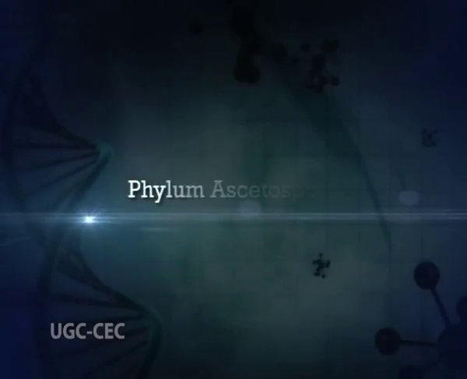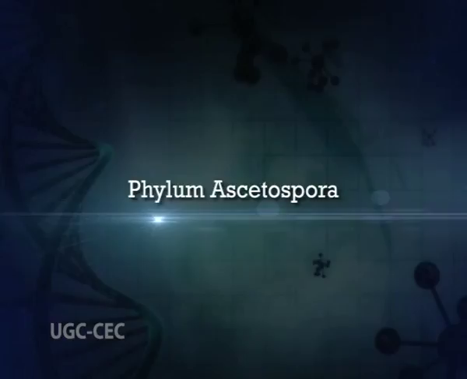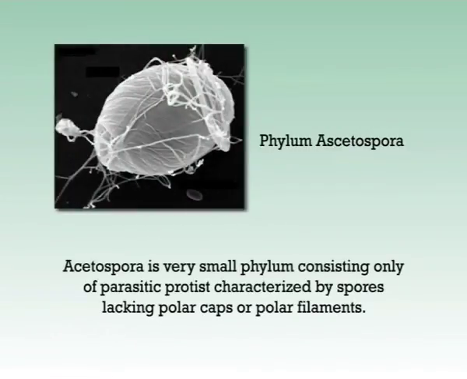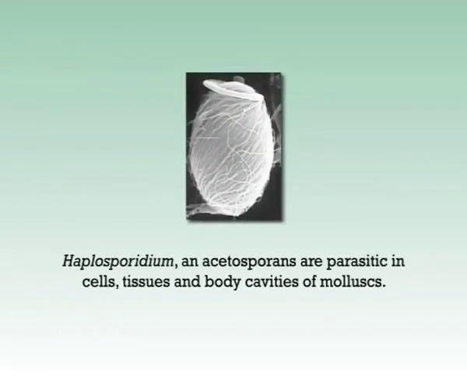Next we'll come to phylum Ascetospora. Ascetospora is a very small phylum consisting only of parasitic protists, and these are characterized by spores lacking polar caps or polar filaments. One example is Haplosporidium. This is an ascetosporan and is parasitic in cells, tissues and body cavities of mollusks.